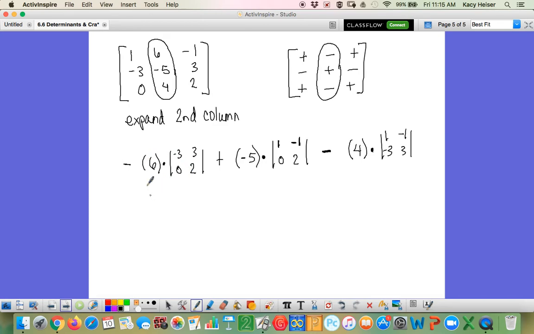So I'm going to go through and calculate all this. Well, that's going to stay a negative 6 times the determinant, which is negative 6 minus 0. So negative 6 times a negative 6 is 36. Plus, this will be negative 5 times the determinant, so 2 minus 0. Negative 5 times 2 is a negative 10.